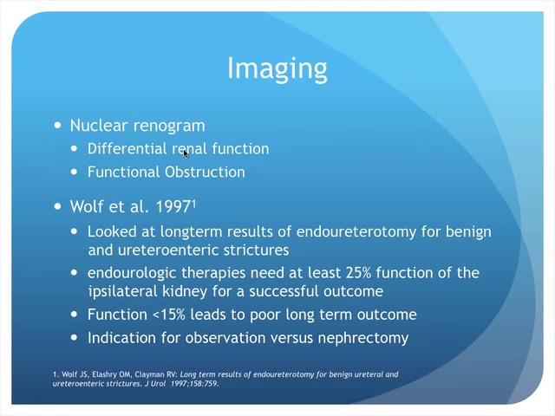Nuclear renogram has been shown to have a role specifically for diagnosing renal function. There was a paper in 1997 that looked at long-term results of endoureterotomy, and basically they had 9 patients who had complete failure, and they all had less than 25% renal function, and they'd all failed by 3 months. So they decided this was a predictive marker of failure for endoscopic treatment.